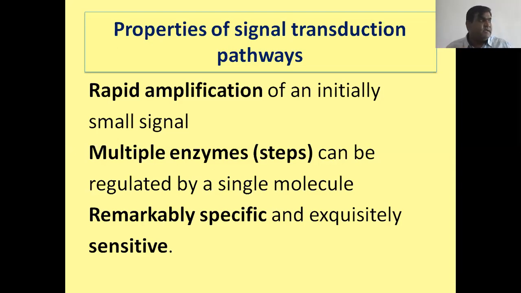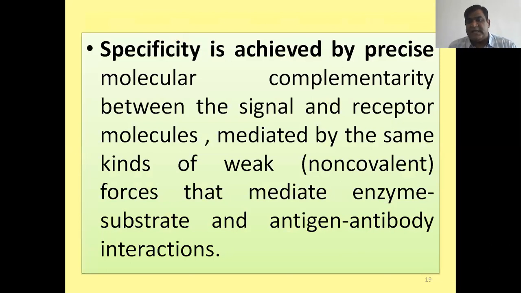It's not like the message came that insulin has to be produced, but instead glucagon gets produced. That will not happen. If insulin's job is that it will speed up protein synthesis, lipid synthesis, gluconeogenesis, right? So it will do those things only. It's not like it will start doing something else. So it is remarkably specific in its action.